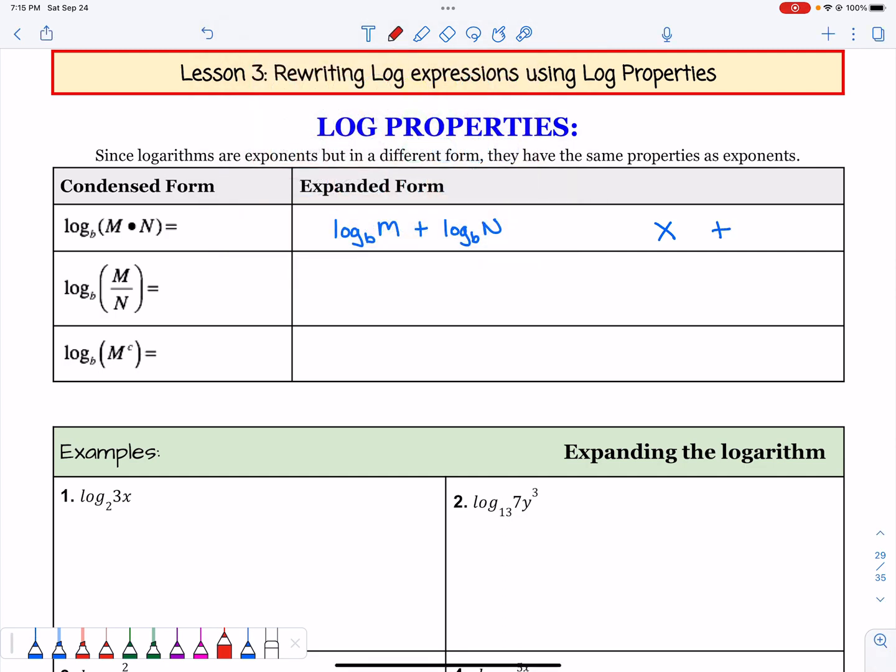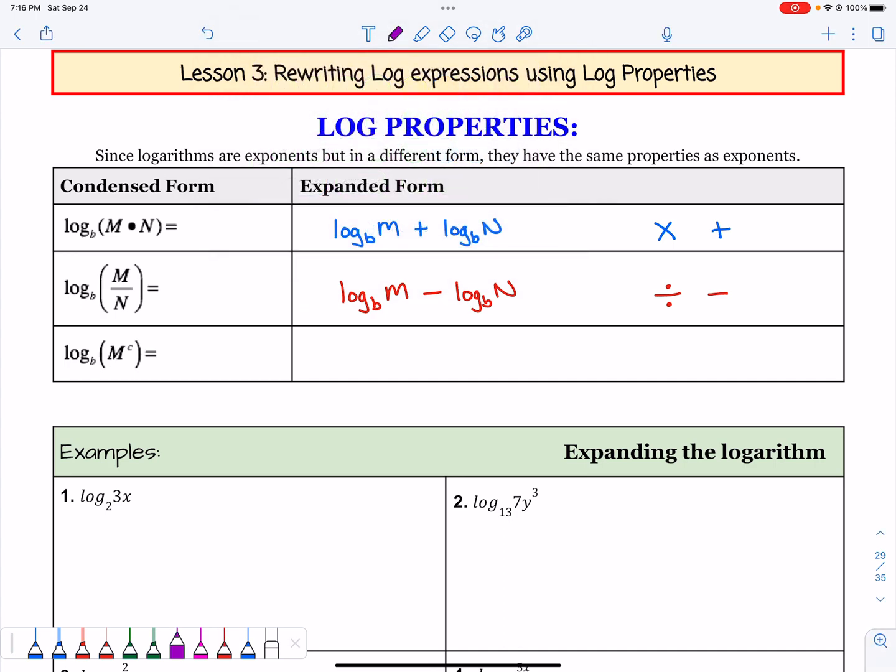Then for the next property, it's the quotient property. When we're given log base b of m divided by n and we're expanding that, you give each element the log with its base. So log base b of m, log base b of n, but they're dividing, so you subtract. Think about dividing and subtracting; they actually look similar, like they're symbols.